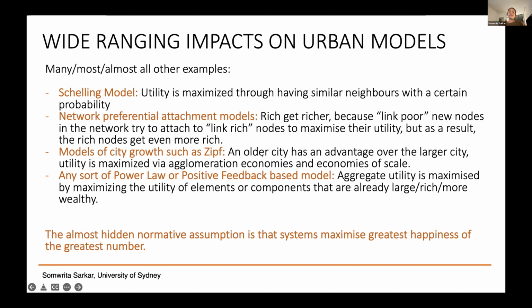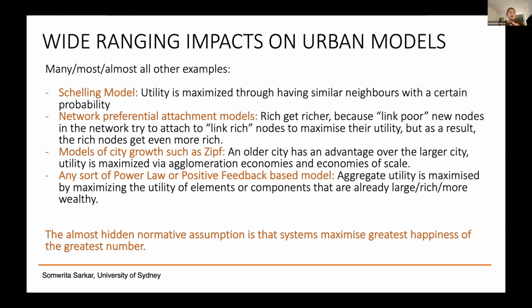So the unforeseen consequence is that the rich get richer, because link-poor new nodes in the network try to attach to link-rich nodes to maximize their utility. But as a consequence of this process, the rich nodes keep getting richer and richer and richer, right? And exactly the same idea comes into play if we now move to models of city growth, such as Zipf's law, where an older city has an advantage over a younger city because utility is maximized via agglomeration economies and economies of scale.